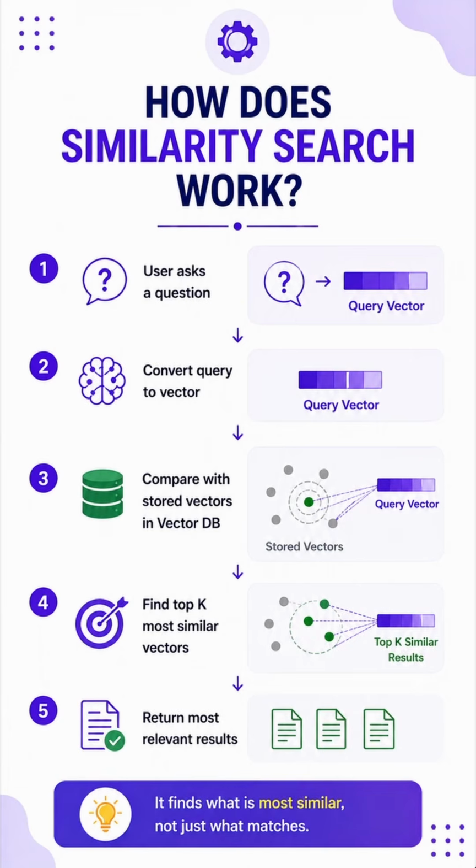In simple terms, Similarity Search converts the query into a vector, compares it with stored vectors, finds the closest matches, and returns the most relevant information based on meaning rather than exact words.